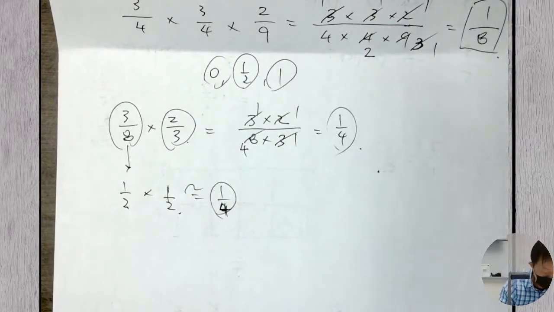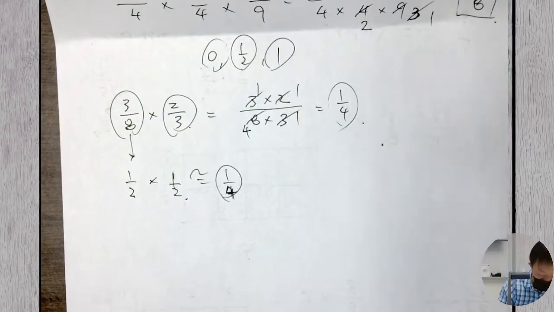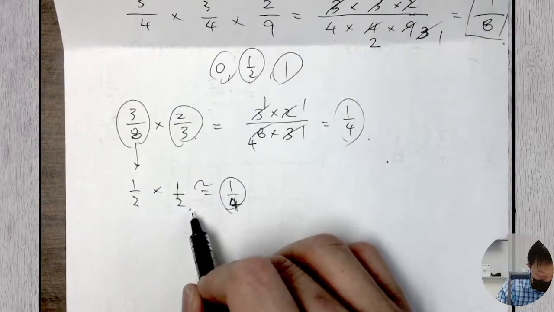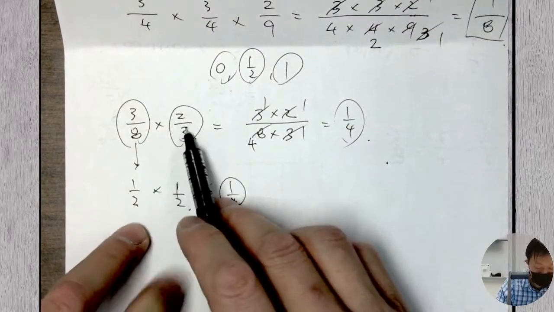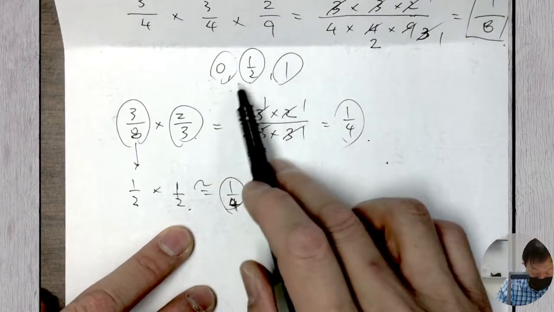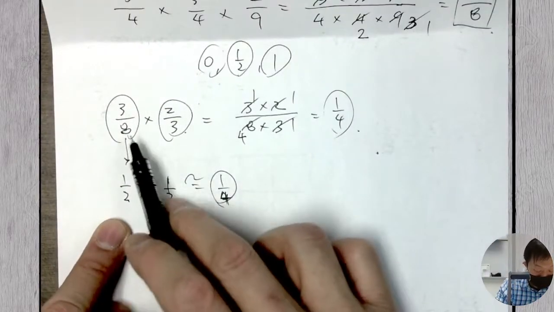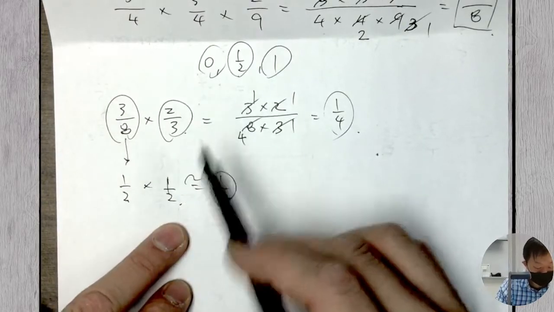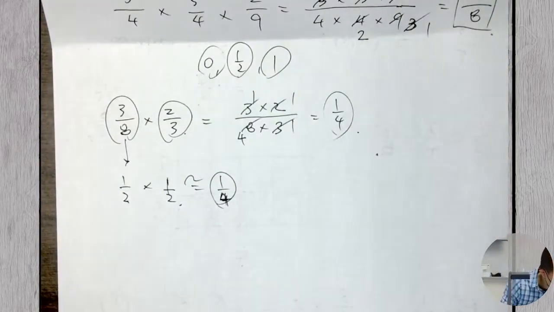Some of the cases may not be like that, right? So again, if you need to estimate, just change them to the closer number, either 0 or half or 1. And if you make one number larger, you make the other number smaller. That's it. Okay.